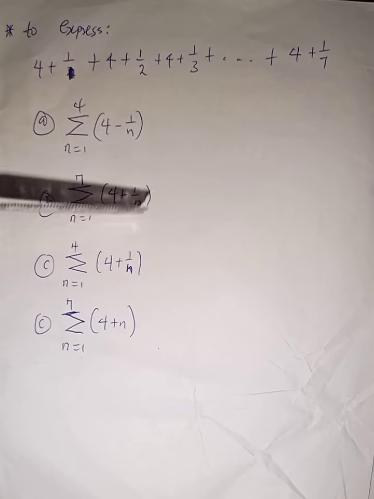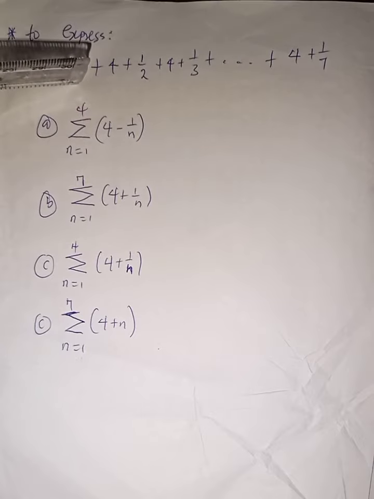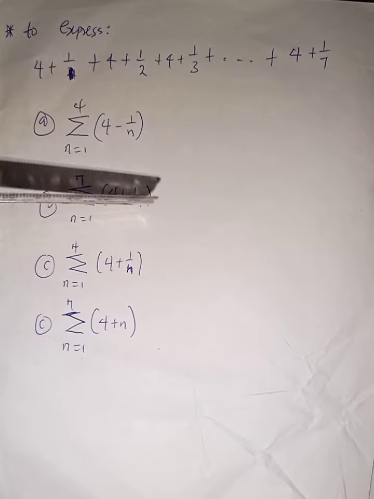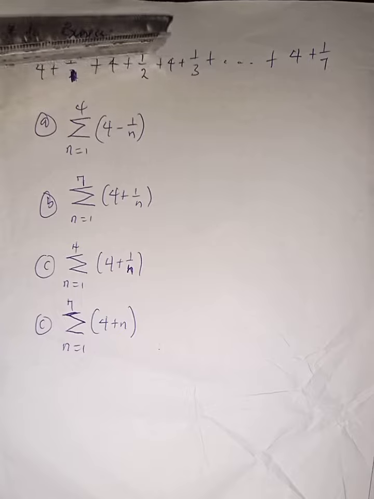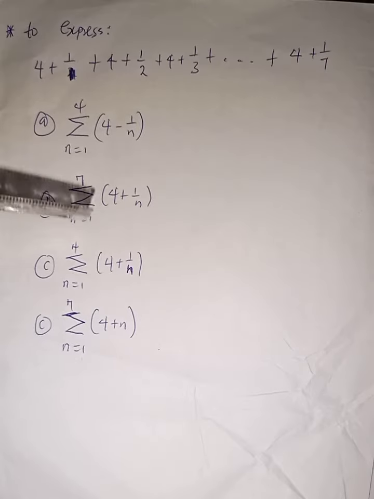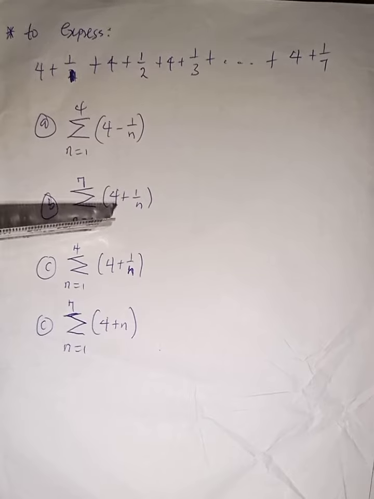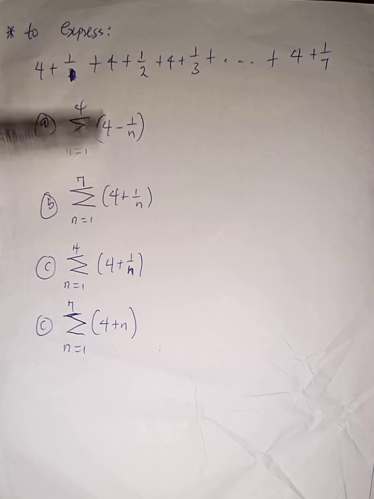At n equals 1 for this, we're going to have 4 plus 1 over 1. 4 plus 1 over 1, that is correct. At n equals 2, we're going to have 4 plus 1 over 2, which is the second value here, still correct. Let's check the last one. At n equals 7, we're going to have 4 plus 1 over 7. 4 plus 1 over 7, correct. So this will be the correct option, because this will give us back this series. Others will not be correct.